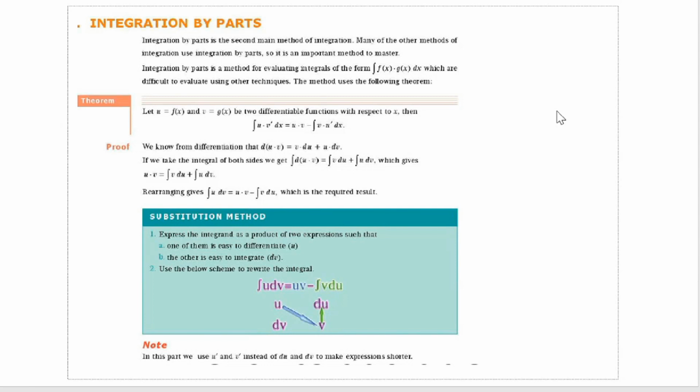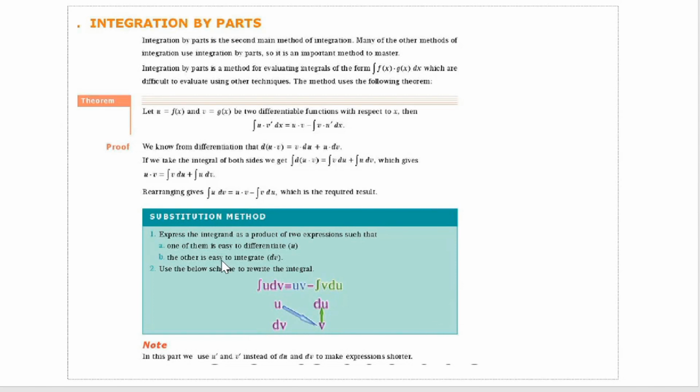Integration by parts is a method for evaluating integrals of the form the integral of f of x times g of x dx, which are difficult to evaluate using other techniques. The method uses the following theorem. Let u equal f of x and v equal g of x, two differentiable functions with respect to x. Then the integral of u times v prime dx is equal to uv minus the integral of v u prime dx.